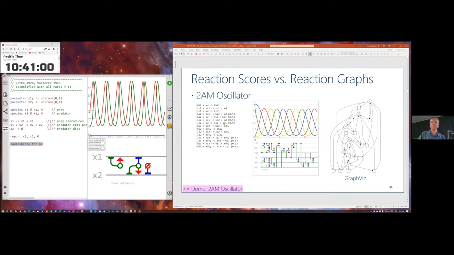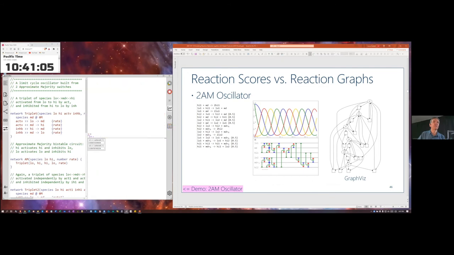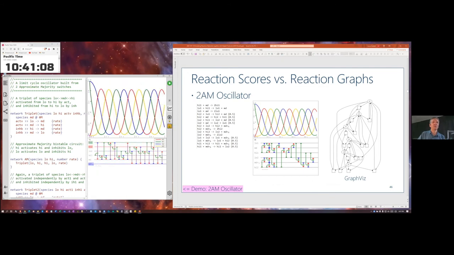For comparison, this is a more complicated script. It's a 2M oscillator. So if I run this, I get a lot more reactions. But if you compare this with what it would look like as a graph of reactions, the graph outputs the same system of reactions. Here it's a little bit easier to figure out what happens, especially if you put the things in the right order. If I do low, mid, and high, then compact it a bit: high, low, mid, high, low, mid, high.